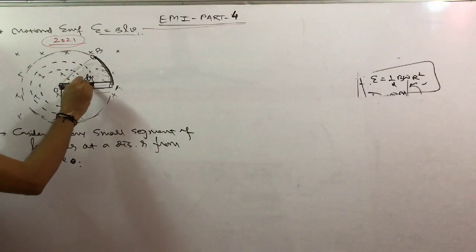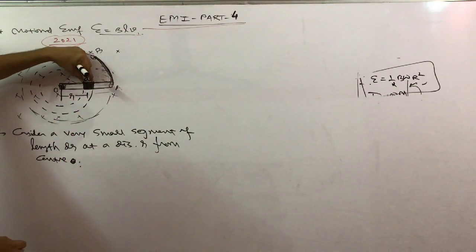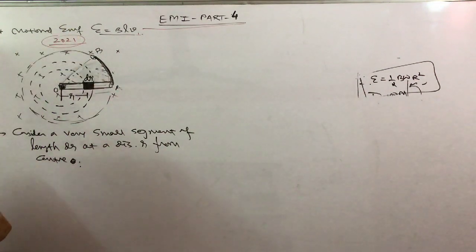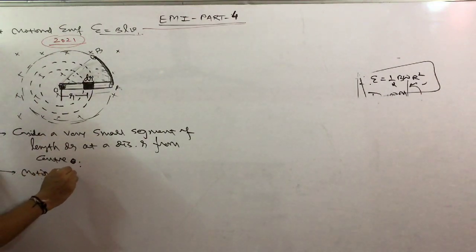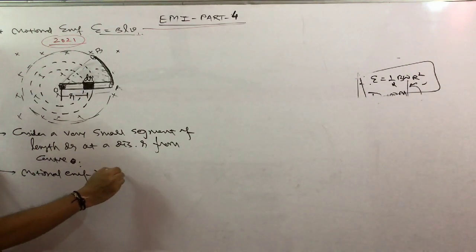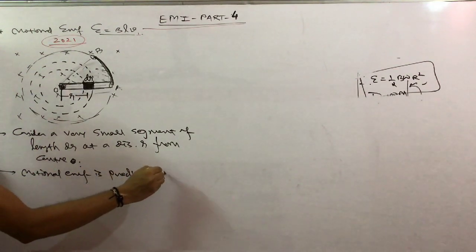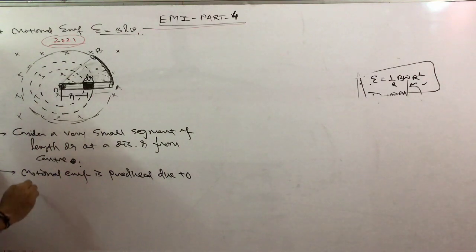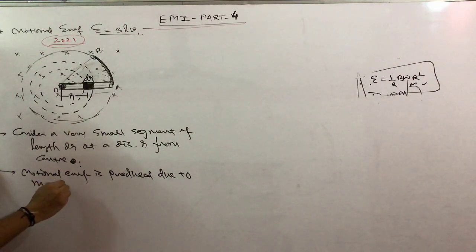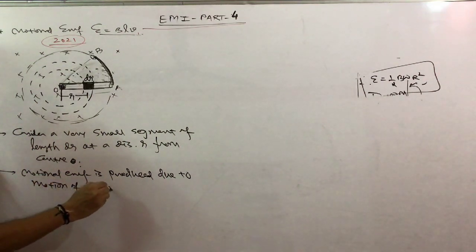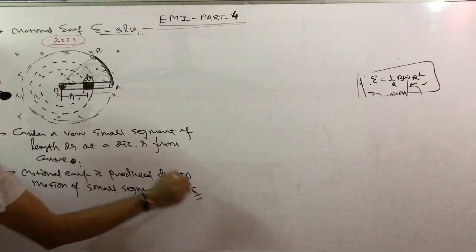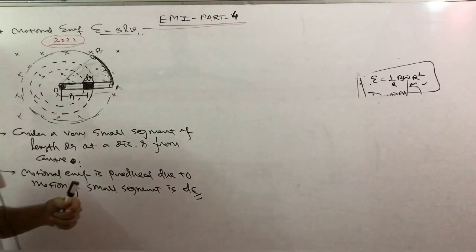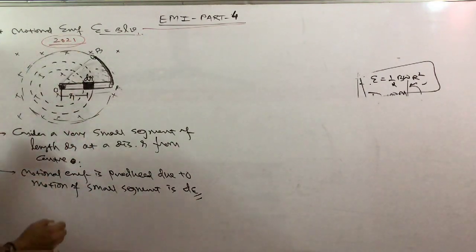Now we will focus only on this. Because of the motion of this very small segment, you know that induced EMF is produced. So we'll write: the motional EMF produced due to motion of the considered small segment is, suppose, d epsilon. Why d epsilon? Because we are discussing a very small segment, that's why.